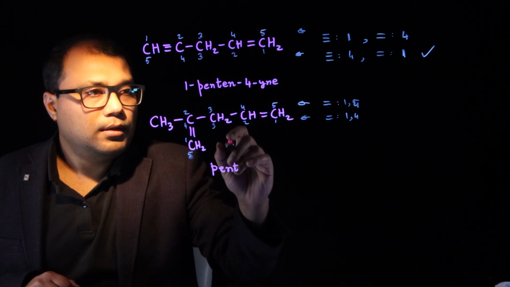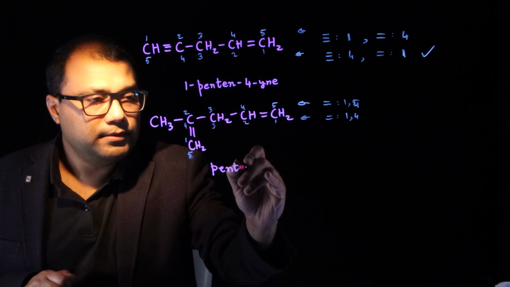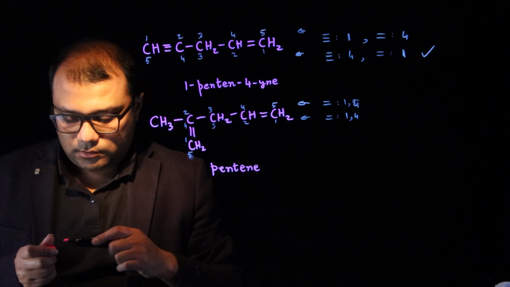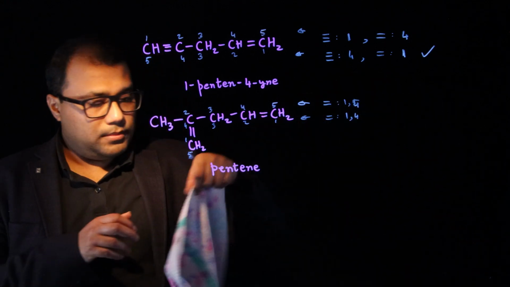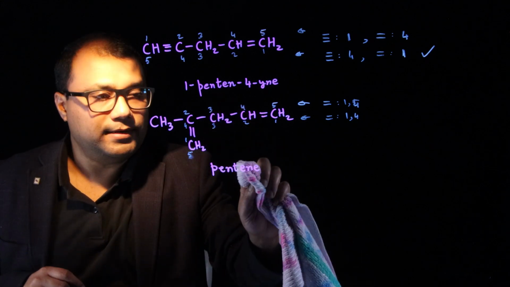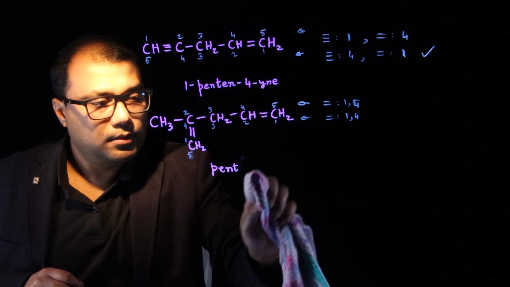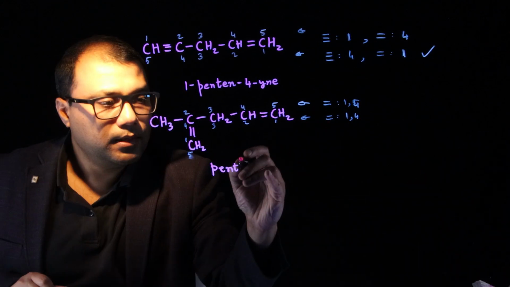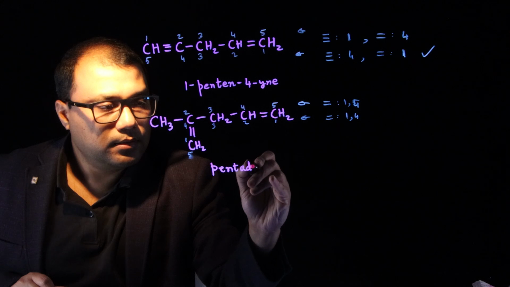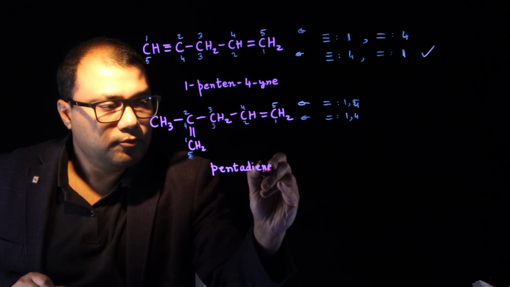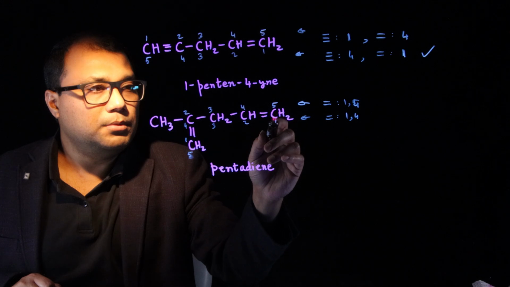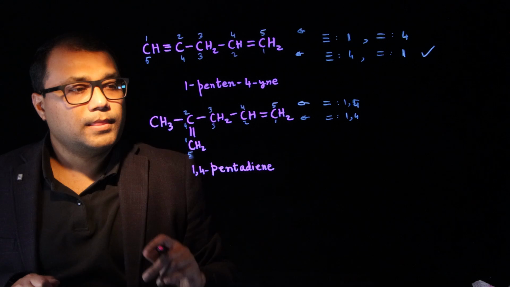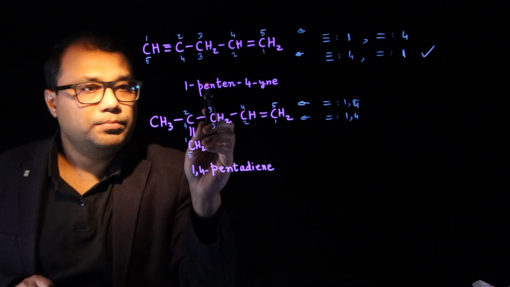pent, and this is a pentene, right? I made a mistake here. This should be pentadiene. Let me erase this one. Pentadiene. What are the positions of the double bonds? 1,4-pentadiene. And we have a methyl group.